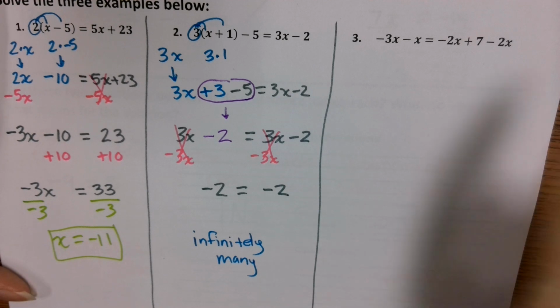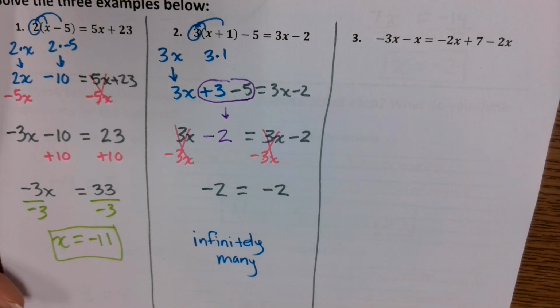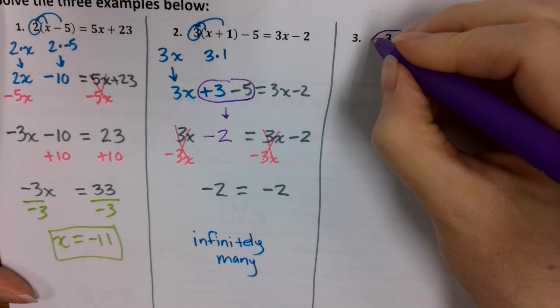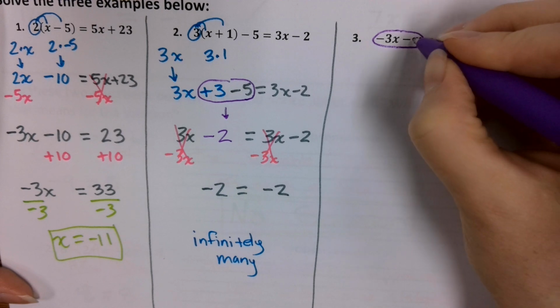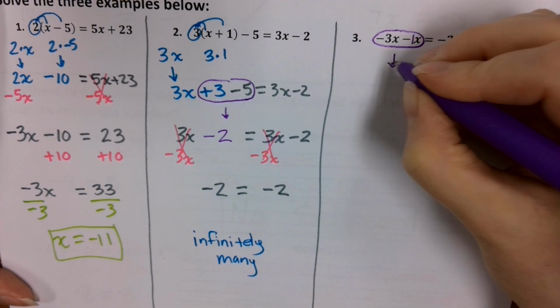All right, for here, we don't have any distributive property, but we do need to combine like terms. I can combine this negative 3x and this minus 1x. That's going to equal a negative 4x.